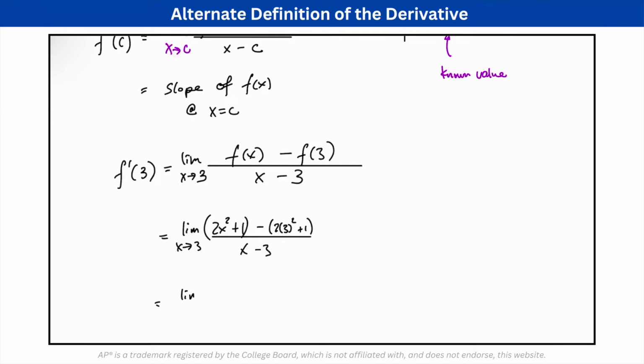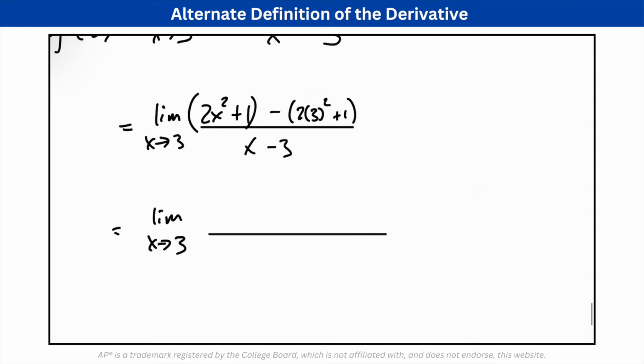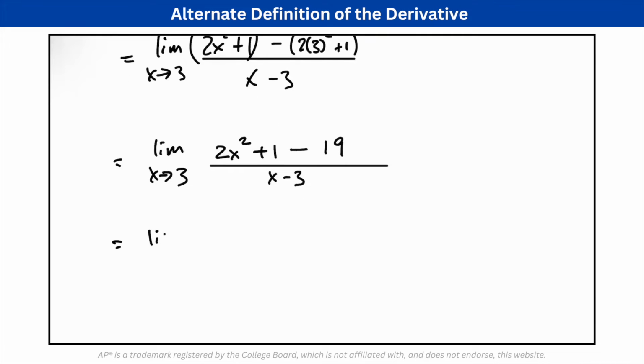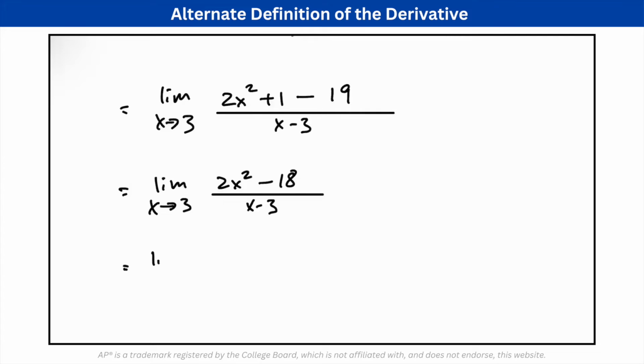Well, let's simplify this here in the numerator. In the numerator, we've got 2x squared plus 1 minus what? 9 times 2 is 18, and then 18 plus 1 is 19, so minus 19. Keep going. Be patient. Something special is about to appear. Well, the numerator looks a little bit special because they both contain even numbers.